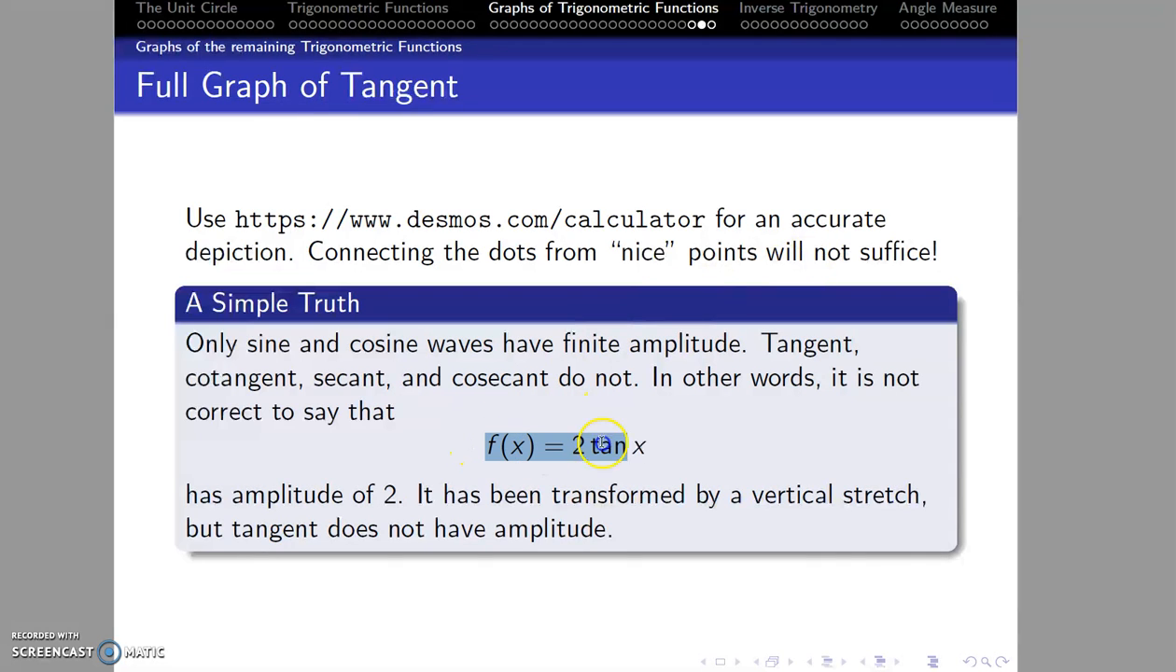And so if you had a function like f of x equaling 2 tangent of x, well, our transformation rules still apply. I still double my outputs. I'm still stretching it by a factor of 2, but it is not correct to say this has amplitude of 2. It does not. It does still have a period, and that period is still pi, but it doesn't have amplitude. Full stop. There we go.